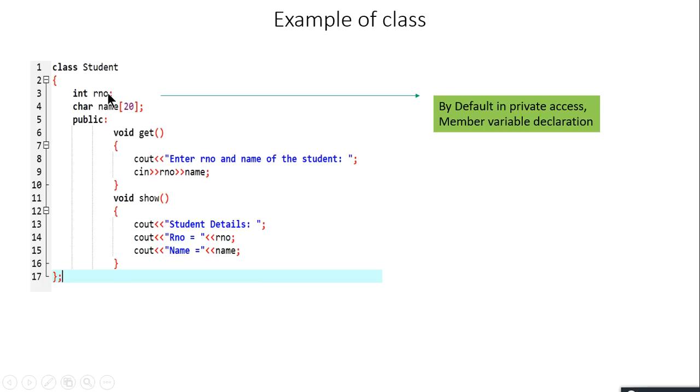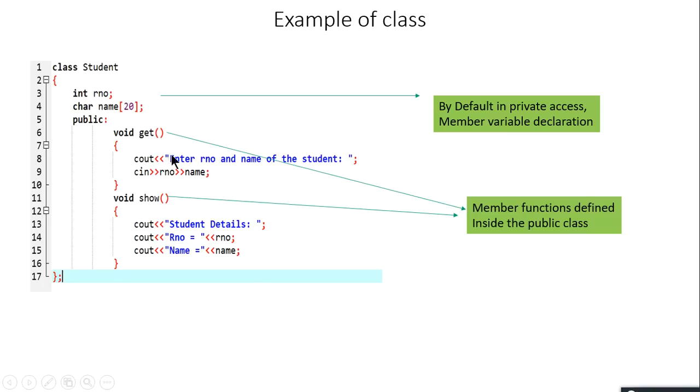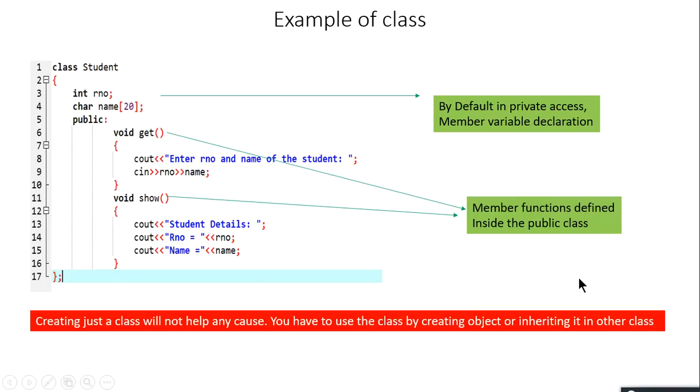Okay, now this roll number and name are in private access. So by default, generally the variables are defined inside the private access of a class. Get and show are the member functions of a class which are defined inside the public access. And again, I'm saying it again, creating just a class will not help you. You have to use the class by creating an object or inheriting it in another class.